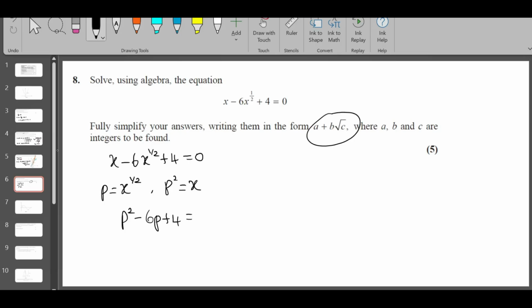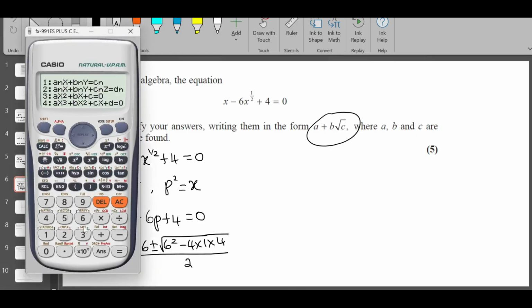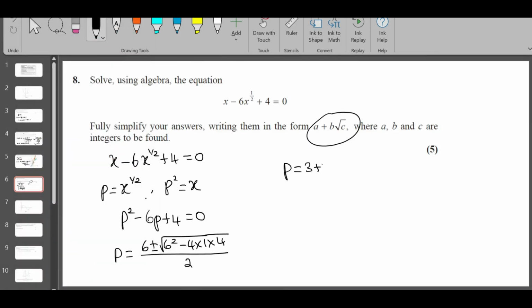p square minus 6p plus 4 is 0. So p is minus b plus or minus root of b square minus 4ac over 2a. And then use the calculator to get the answer. 1, minus 6, 4. p is equal to 3 plus root 5, p is equal to 3 minus root 5.